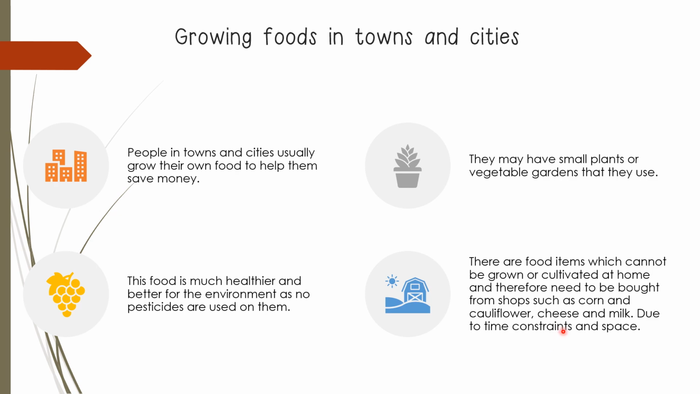So you cannot grow these types of vegetables in your own backyard. Cheese and milk, you can't keep a cow in your backyard and then start milking the cow for milk. No, you will have to buy the milk from the shop.